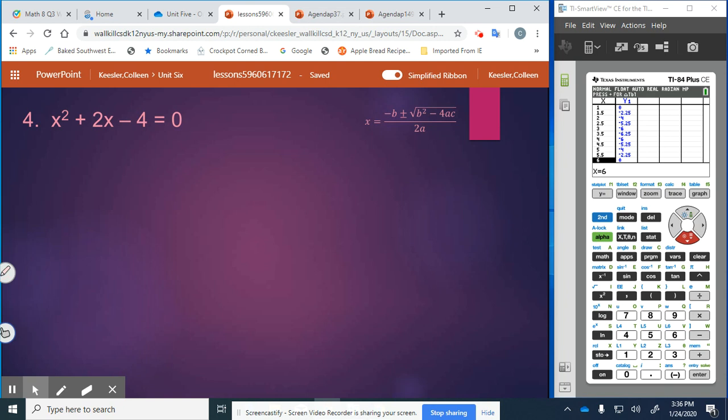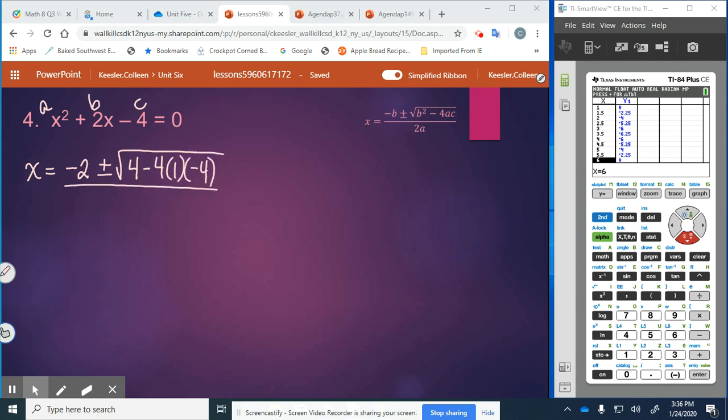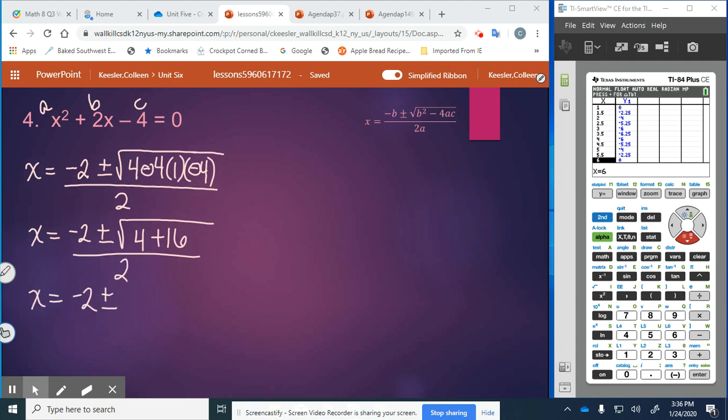All right, so for number 4 we have x squared plus 2x minus 4. So our a is again 1, our b is 2, and our c is negative 4. So we have x equals negative b, which makes it negative 2, plus or minus the square root of 2 squared is 4 minus 4 times 1 times negative 4, all over 2 times a, which is just 2. So that's x equals negative 2 plus or minus the square root of 4 plus 16 all over 2. So x equals negative 2 plus or minus the square root of 20 all over 2.